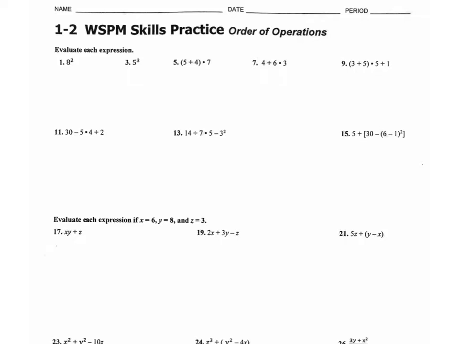So I'm going to be explaining the homework here. Number 1, 8 squared. That's really the base 8 times itself 2 times. So 8 times 8 is 64.